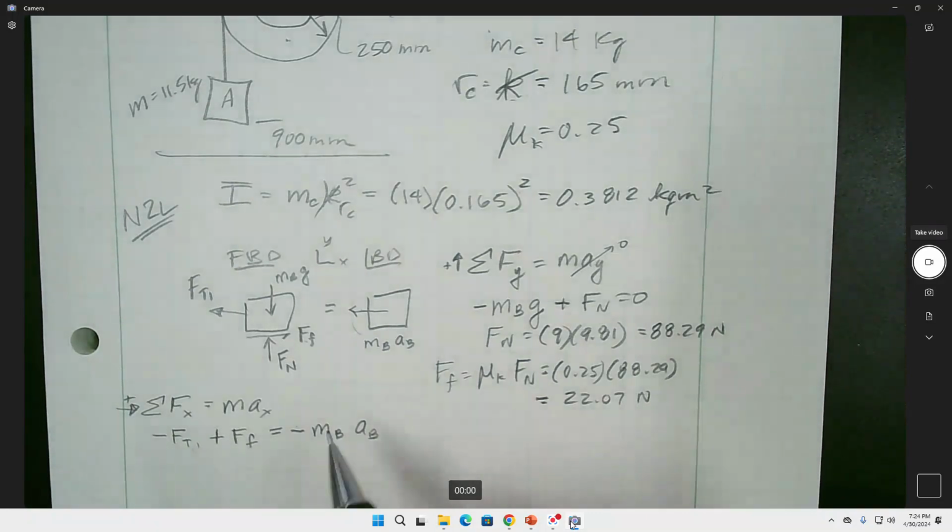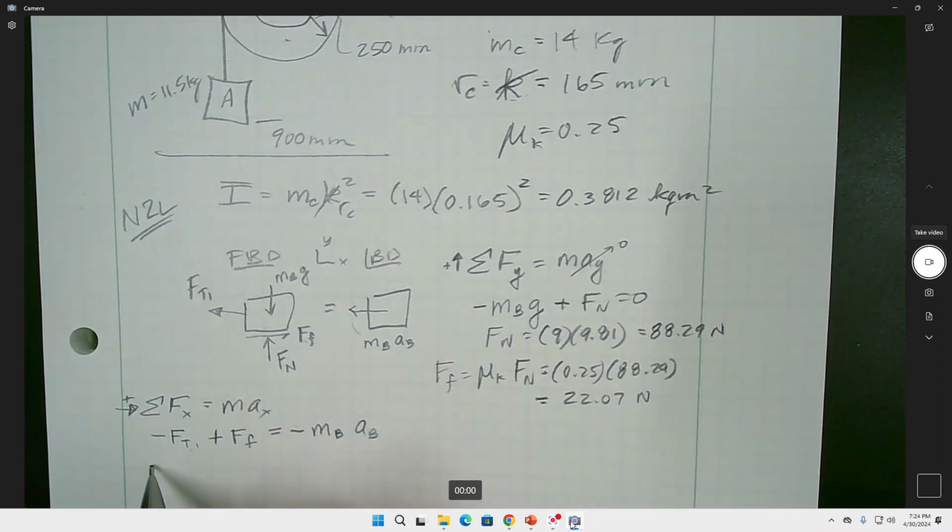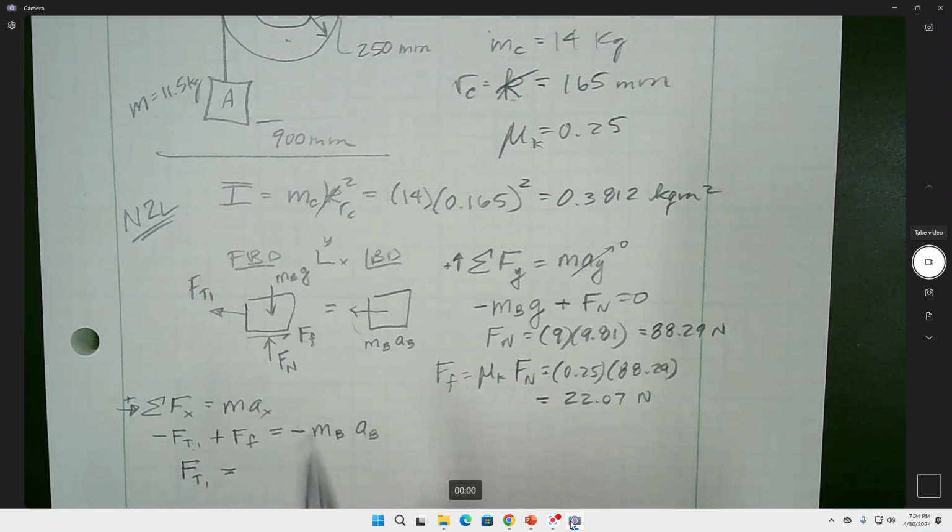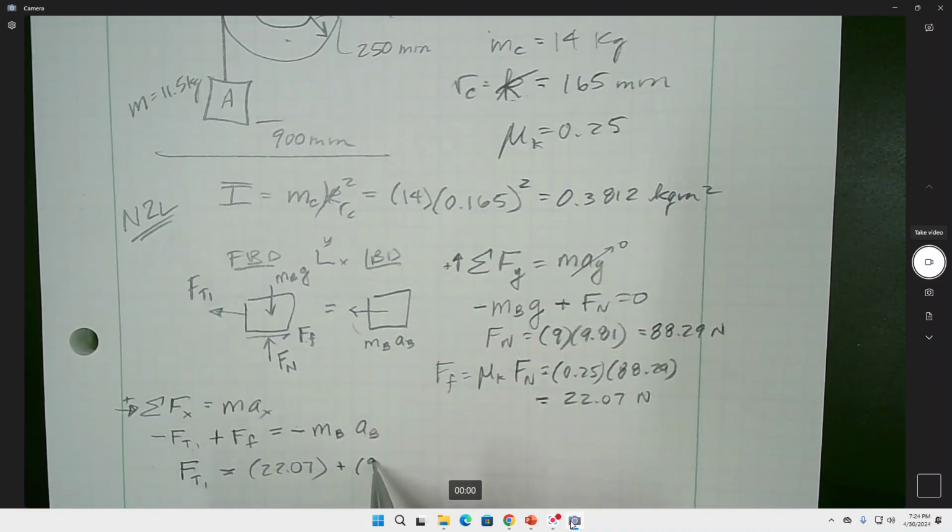So we don't know the tension and we don't know the acceleration, so we have an equation that we're left with. Because I wasn't asked for tension, I'll solve for tension here so I can plug it back into something else. The friction force becomes negative over here, which gets rid of that negative. So we can write 22.07 plus 9 times AB, because we're going to want to know AB eventually. So there's equation 1 that we need.